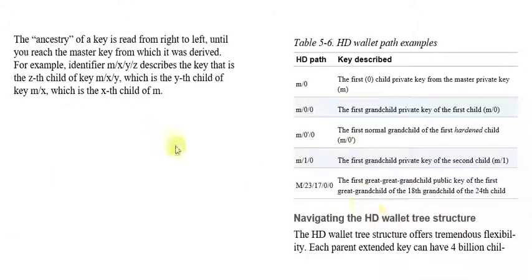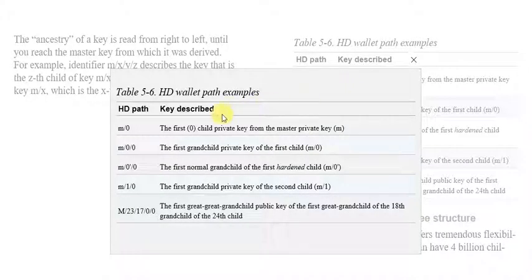The ancestry of a key is read from right to left, until you reach the master key from which it was derived. For example, identifier m/x/y/z describes the key that is the zth child of key m/x/y, which is the yth child of key m/x, which is the xth child of m. Table 5-6. HD wallet path examples.